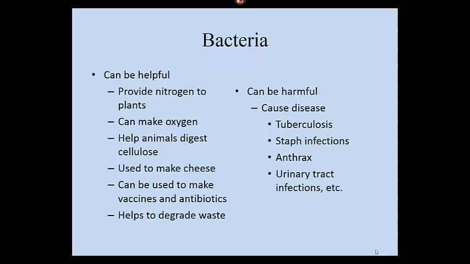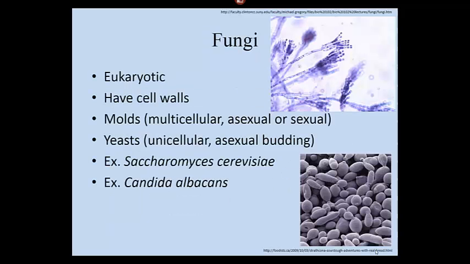But others can be harmful and can cause disease such as tuberculosis. We'll talk about staph infections. You'll cover anthrax, urinary tract infections. We could go on and on. The fungi, these are eukaryotic. They have cell walls. They include the molds and the yeast.